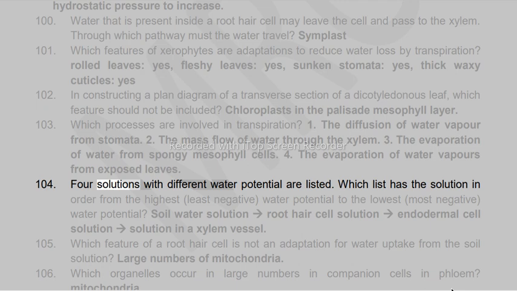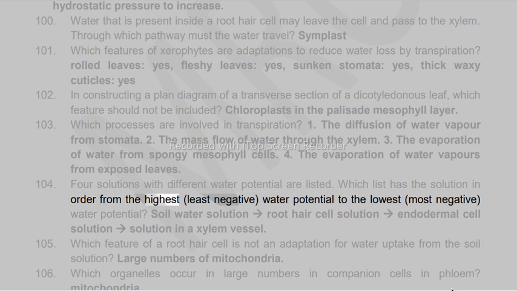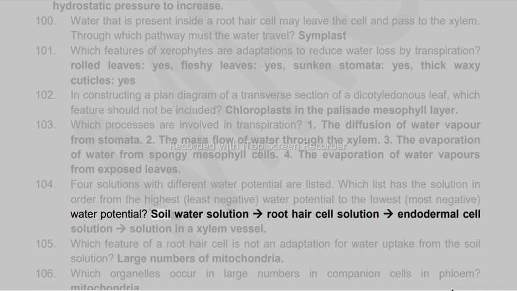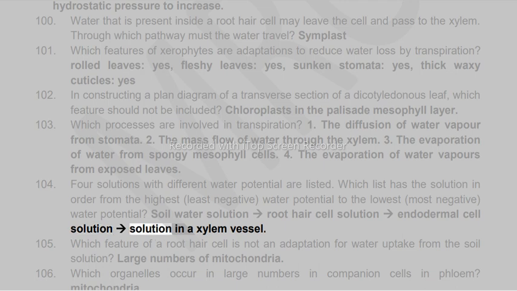104. Four solutions with different water potentials are listed. Which list has the solutions in order from the highest, least negative, water potential to the lowest, most negative, water potential? Soil water solution, root hair cell solution, endodermal cell solution, solution in a xylem vessel.